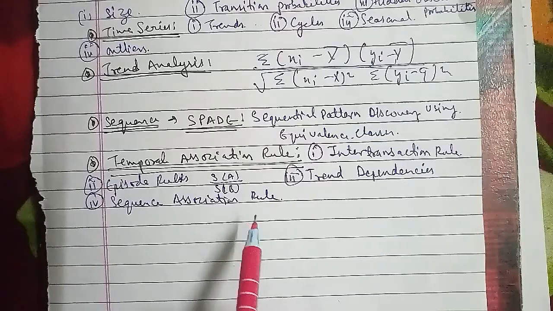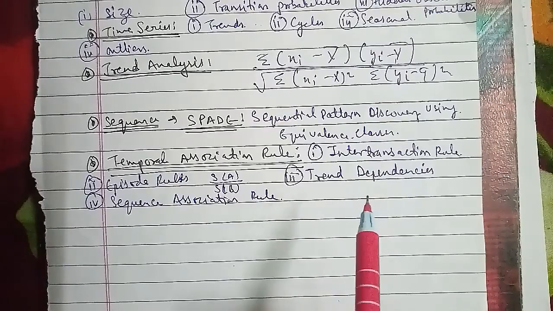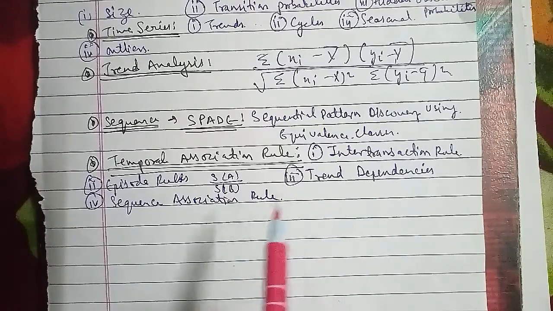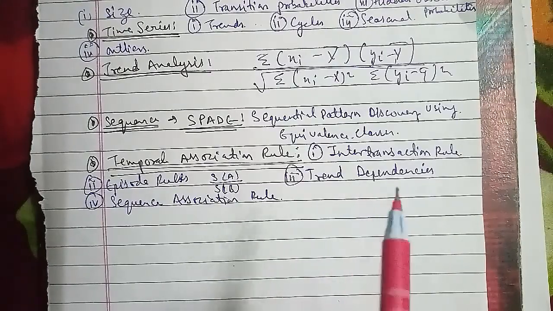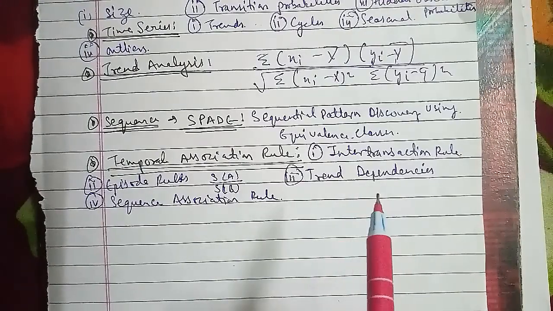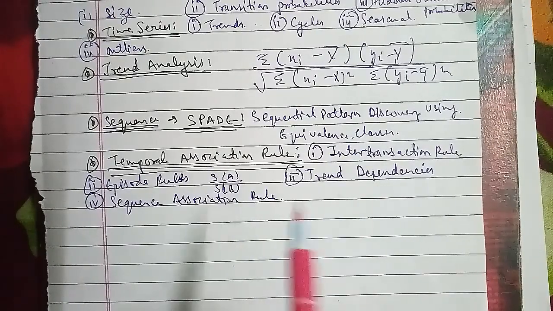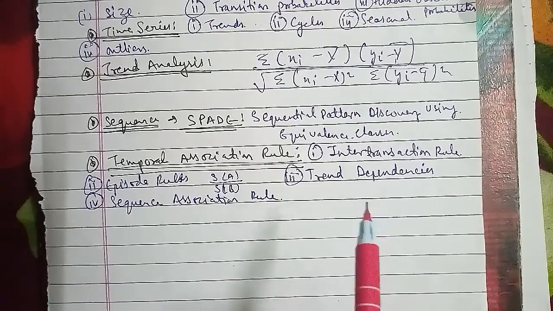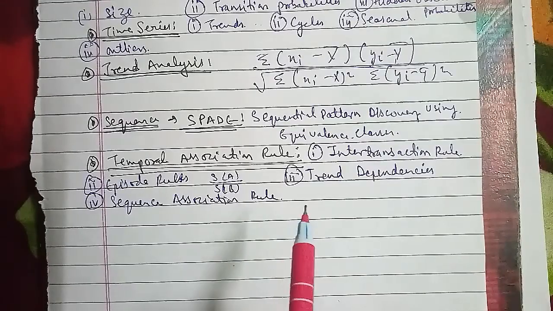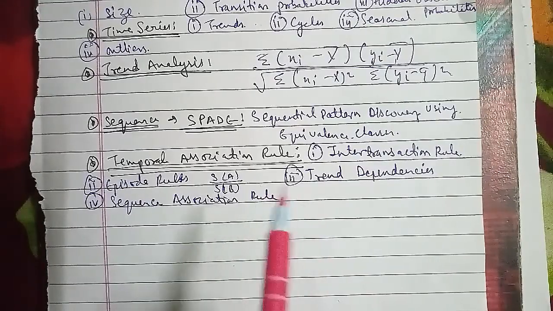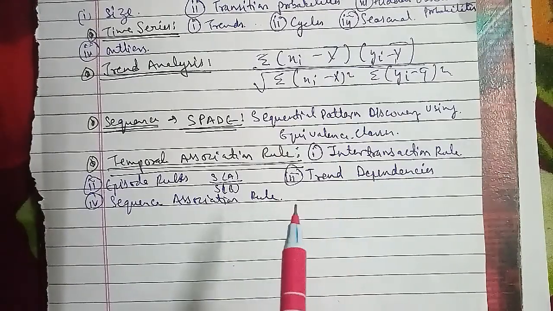Sequence association rule: given a set of items I equals I1, I2 till Im, and a set of transactions grouped by a customer into a customer sequence, a sequence association rule is an implication of the form S implies T, where S and T are sequences. The support for this is the percentage of customers that contain S and T as well. The confidence for S and T is the ratio of the number of customers that contain both S and T to the number that contain S.